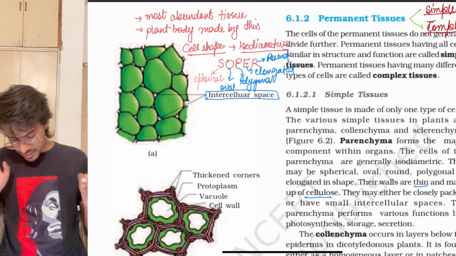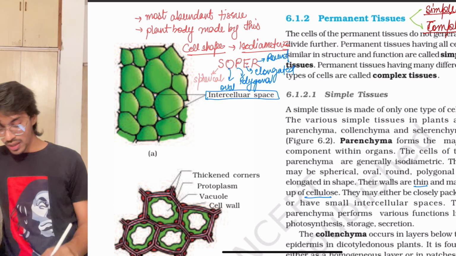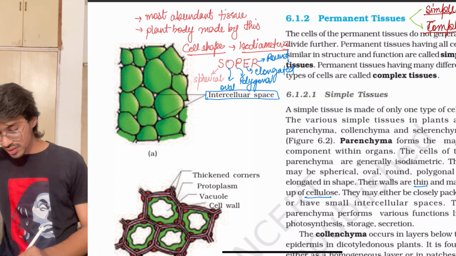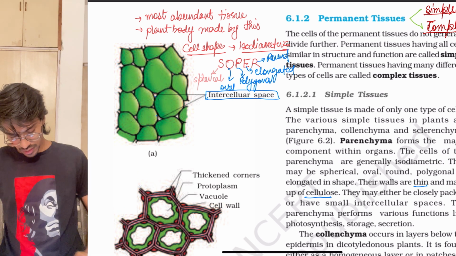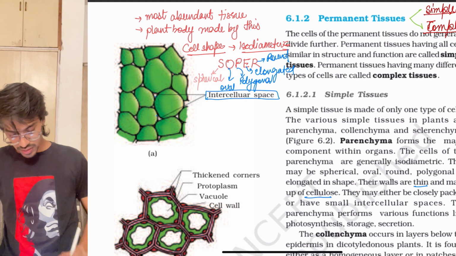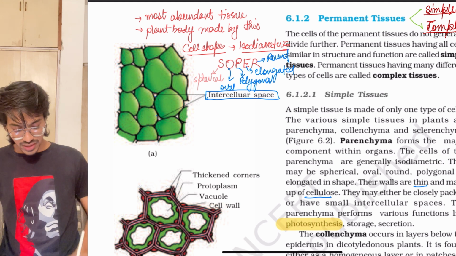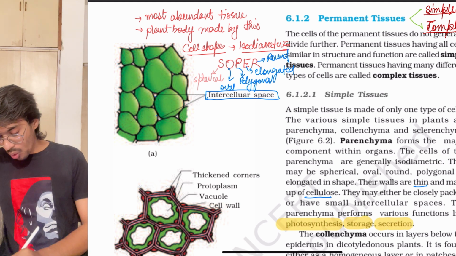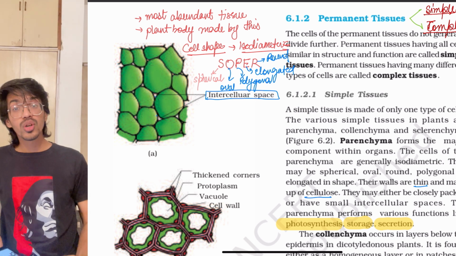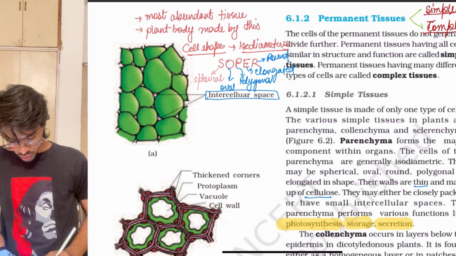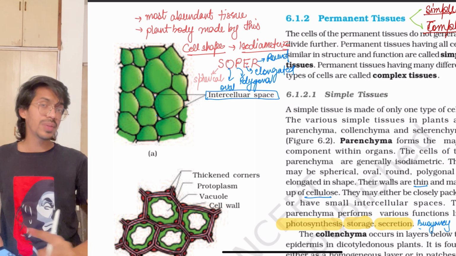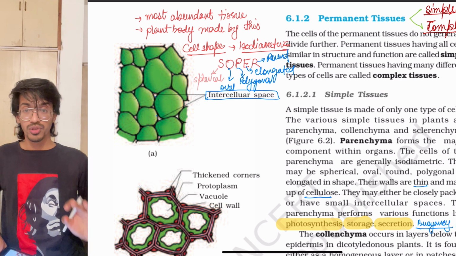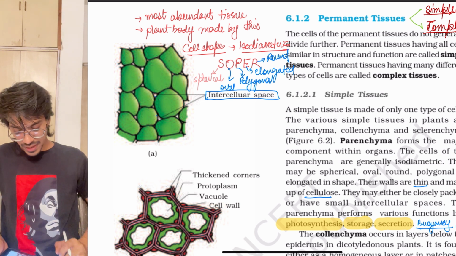Next thing is, what is their function? Now their variations keep on coming, and on the basis of variations, their function is there. Major functions are photosynthesis, storage, and even secretion. These also help in buoyancy in aquatic plants. So you can write that it can also work for buoyancy, which is not given in NCERT, but can be asked in your options. Okay, this is parenchyma.